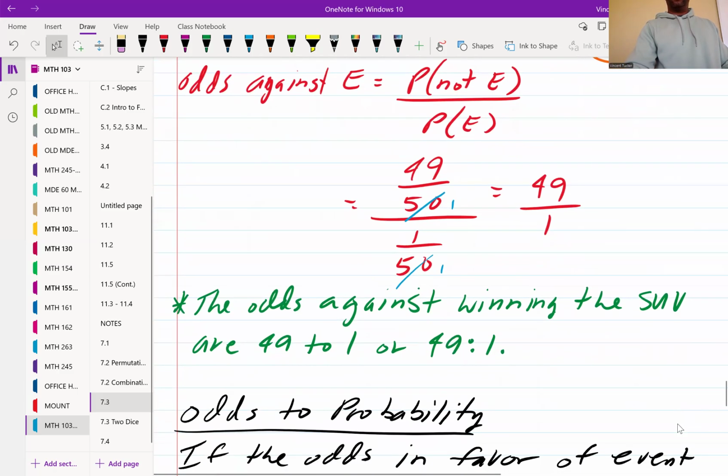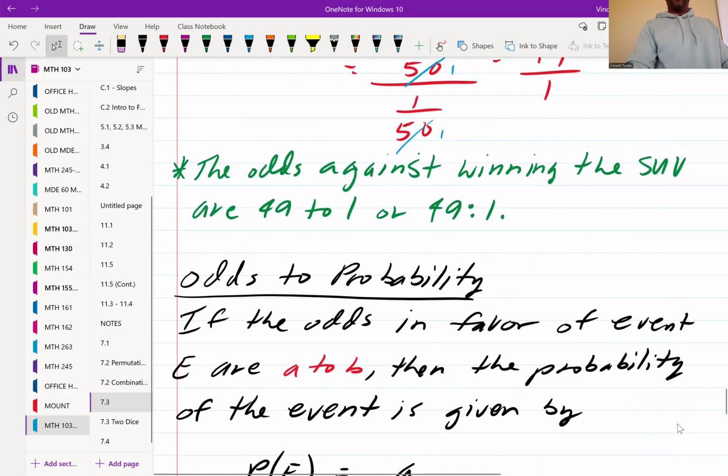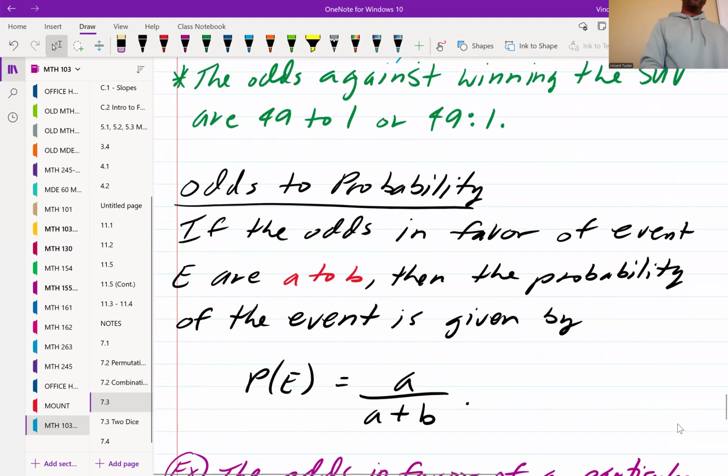Last thing I should say. If we want to convert odds to probability, if the odds in favor of event E are A to B, then the probability of the event is given by A over A plus B.